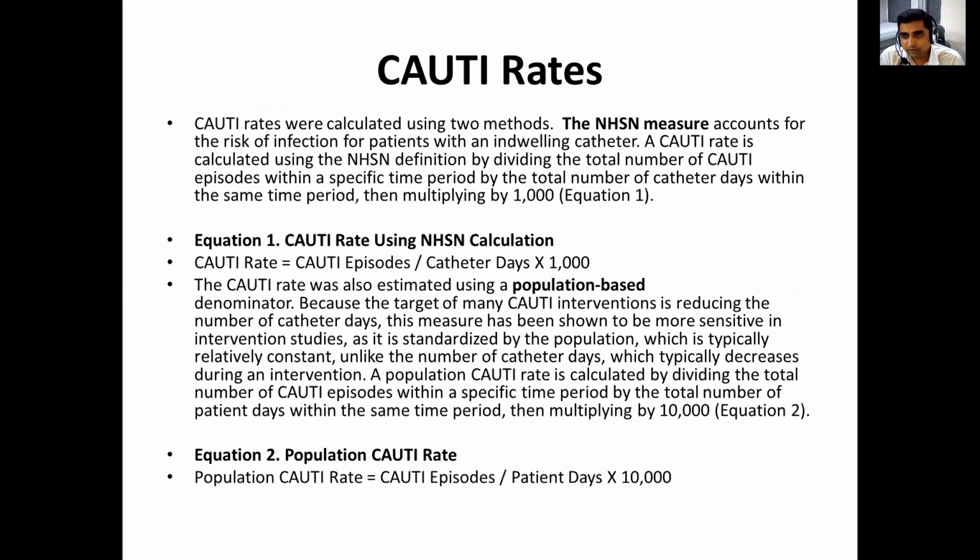But after doing all this, we should know how we can measure our CAUTI bundle compliance. There are two main indicators: CAUTI rate and catheter utilization rate. The CAUTI rate and catheter utilization rate let us know what difference we have made in our institute before and after applying the bundle. CAUTI rate can be calculated by two methods: one is the NHSN method, and one is the population-based CAUTI rate.